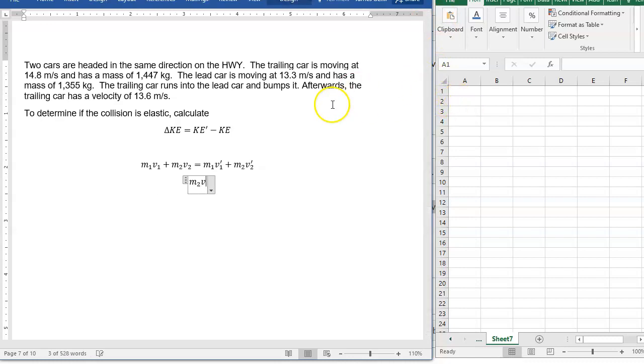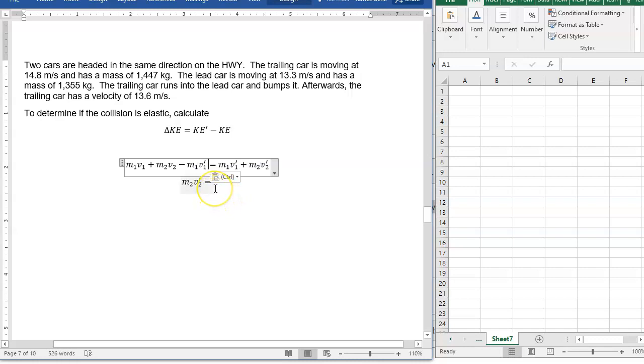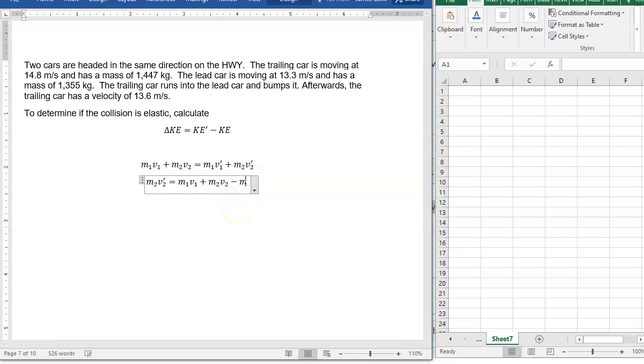I'm just going to go, m2 v2 prime is m1 v1 plus m2 v2, copy that, paste it in, minus m1 v1 prime. So now we have almost solved for v2 prime. We just have to divide both sides by m2. Hopefully I'll successfully copy and paste this time. Paste, close, divided by m2. Now we have a formula for v2 prime.